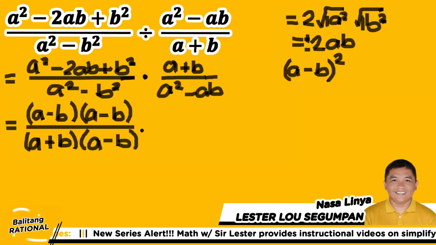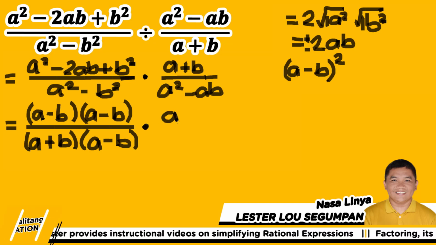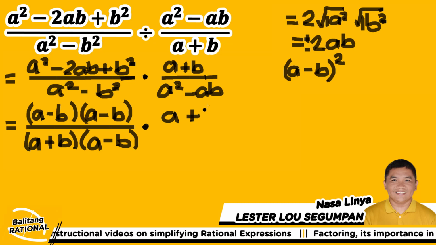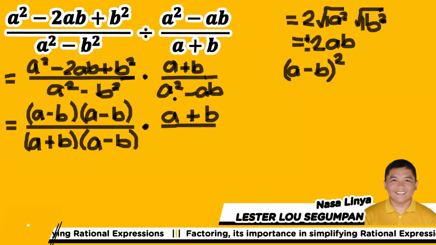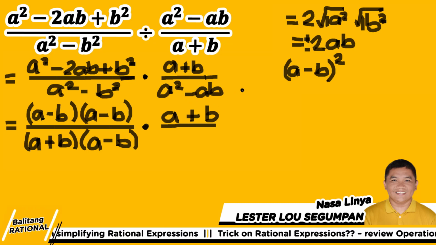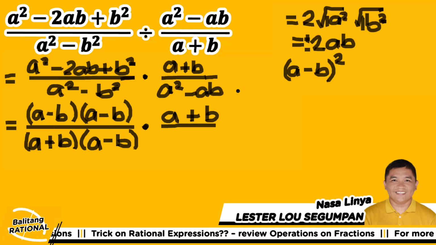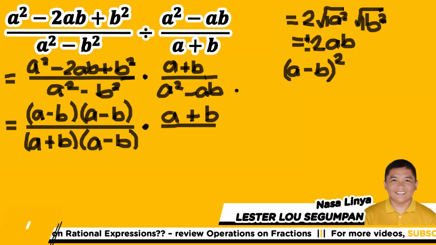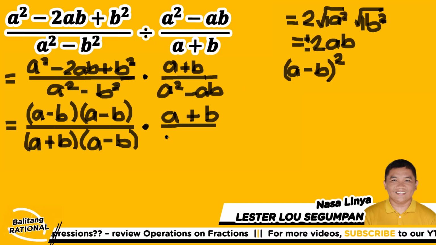Kasi meron pa po tayong pangalawang rational expression. So this is multiplied with a plus b. It's the simplest form already. So lalagay lang po natin sila. All over, we have a squared minus ab. Dito po, we cannot use the difference of two squares kasi yung second term na ab doesn't give us the situation of it being a perfect square. Pero, meron po tayong mapafactor dito. Yung common term na a.